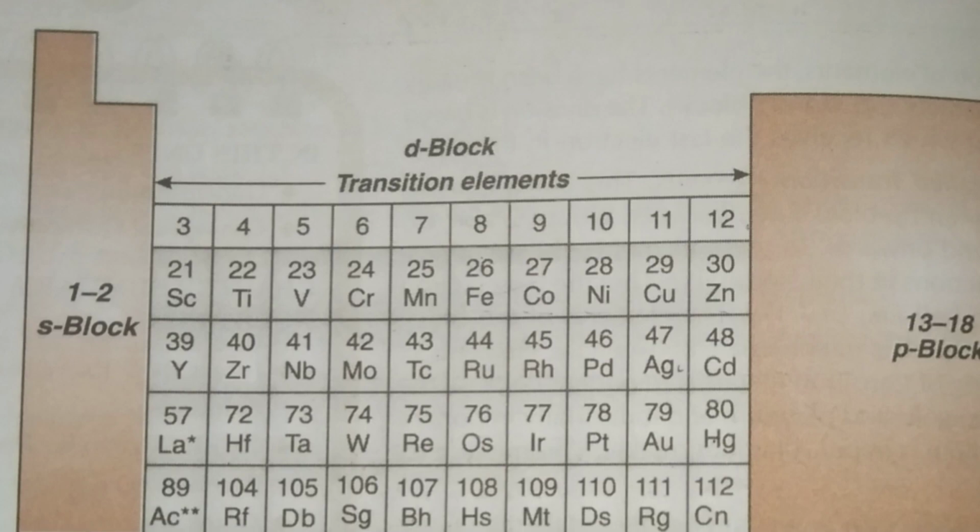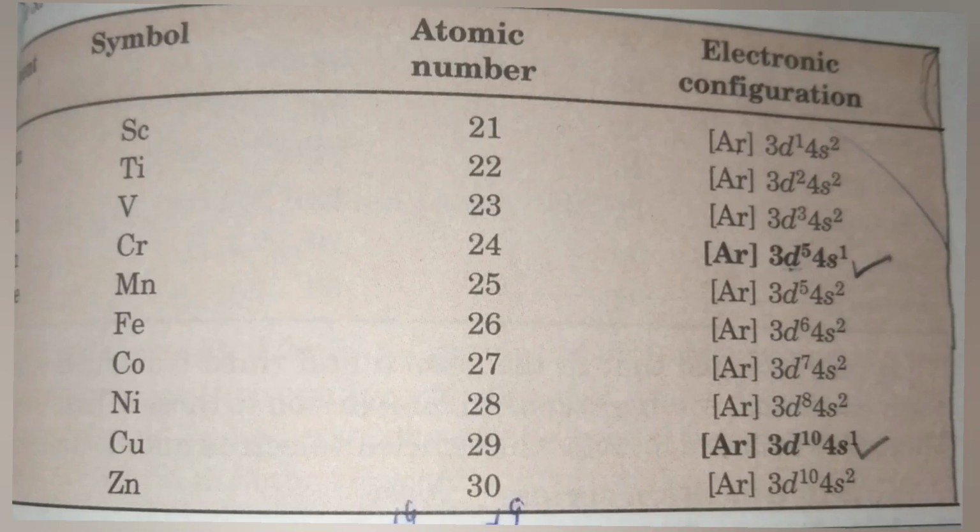The first transition series: scandium, titanium, vanadium, chromium, manganese, iron, cobalt, nickel, copper, and zinc, starting from atomic number 21 to 30. The electron configuration is [Ar] 3d1 4s2, and this is the regular trend. In chromium it is 3d5 4s1, and in copper it is 3d10 4s1, the exceptional electronic configurations.